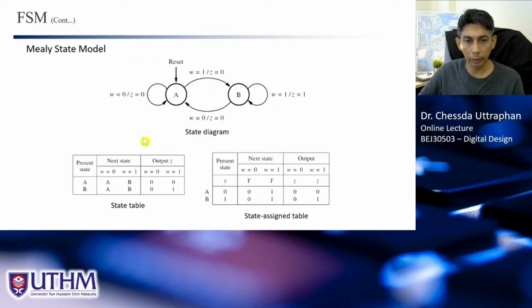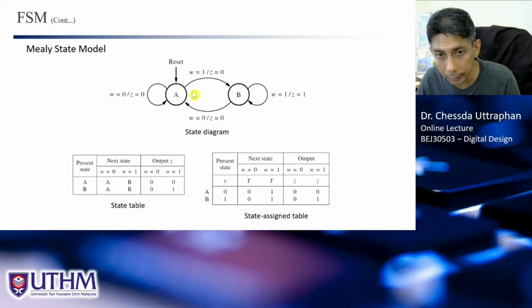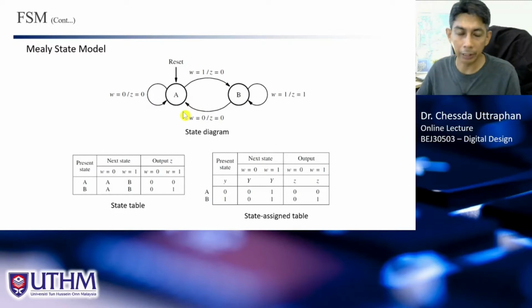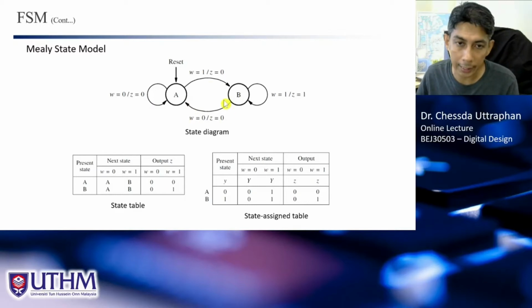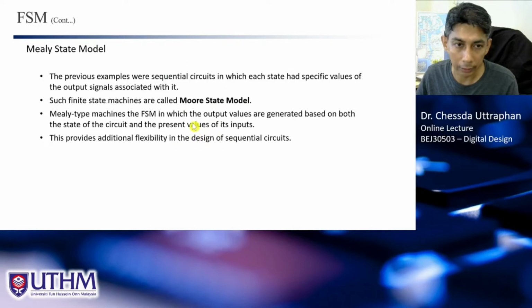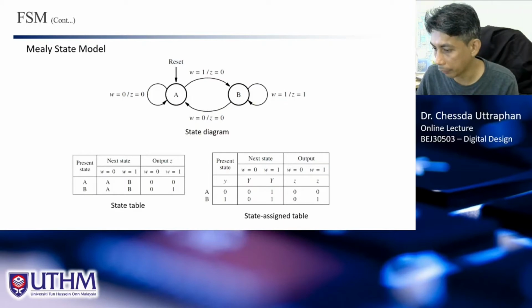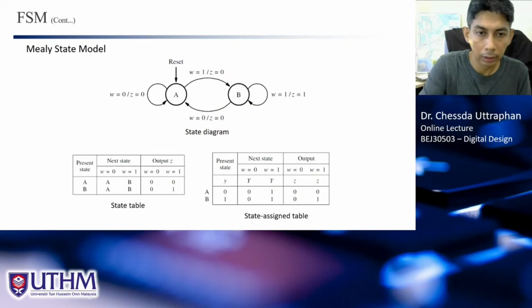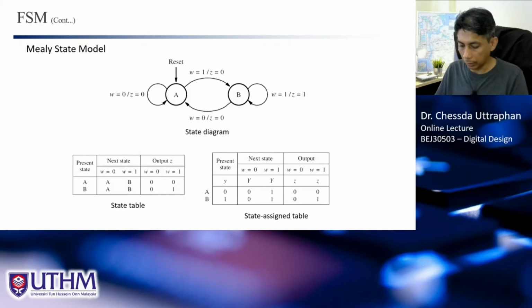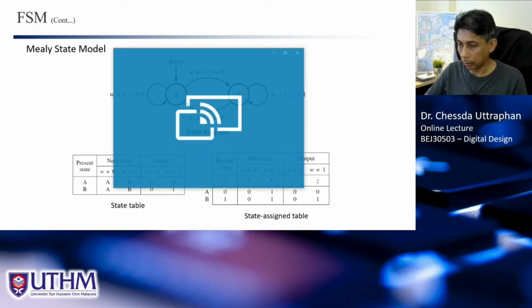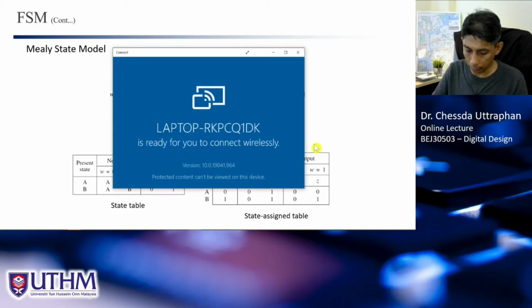Okay, so this is the state diagram of the Mealy state machine for the same application, the same problem here, the automatic speed regulated vehicle. So let's see how to draw this, how to get this state diagram.